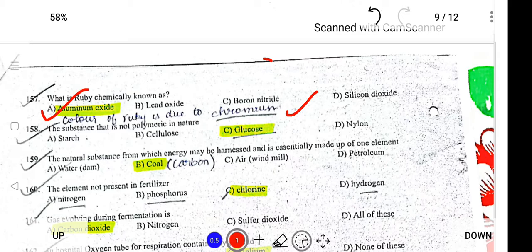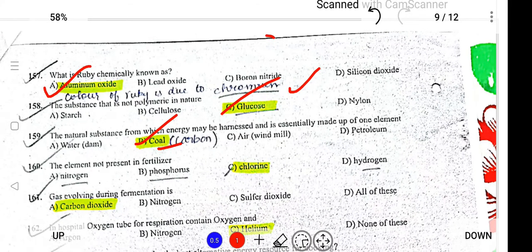Next, what substance is not polymeric in nature? So glucose is polymeric in nature. The natural substance from which energy may be harnessed and is essentially made up of one element is also known as coal. Natural substance coal, because coal is made up of carbon. So coal is made up of carbon.